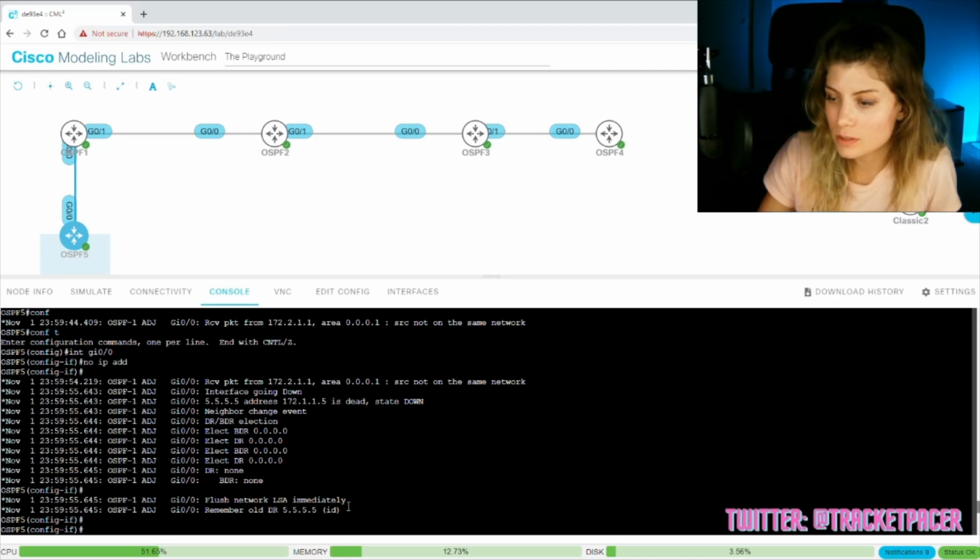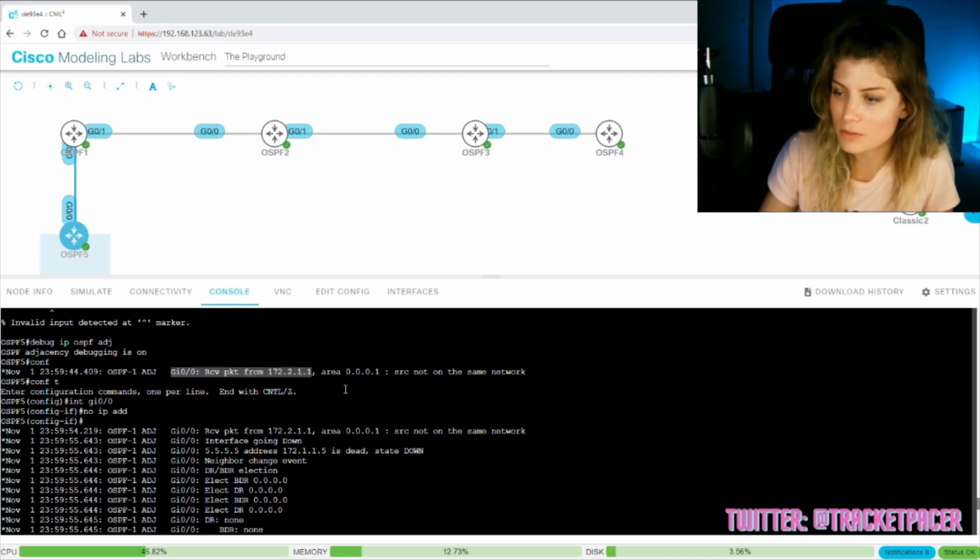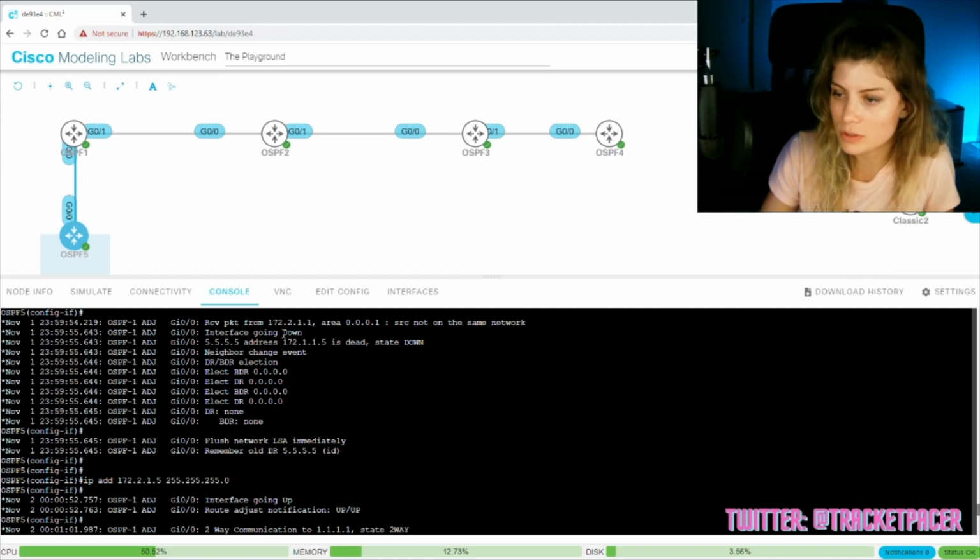That's funny. Remember old DR 5. Interesting. Okay, so anyway, what happened here? I'm so not used to doing the debug packets, but it's so good to do in labbing and I always forget. So we had obviously an issue. I turned on debugging for the adjacency before I actually changed the IP address to the right subnet. So we can see we received a packet from our neighbor up here, OSPF 1, saying source is not on the same network. So that's pretty good, right? It tells us what's wrong. Same thing: I took off the IP address and we get the same result.